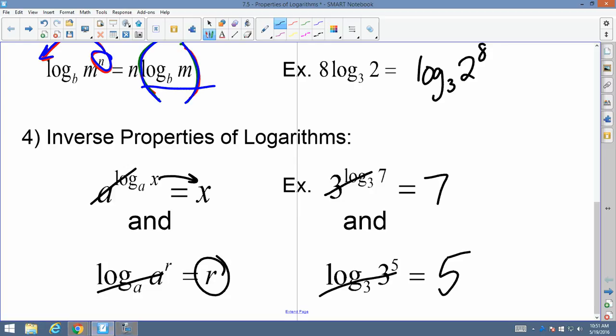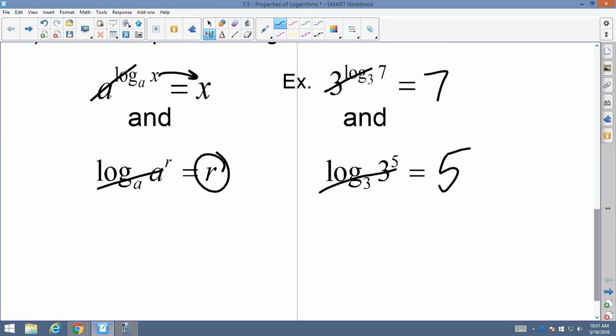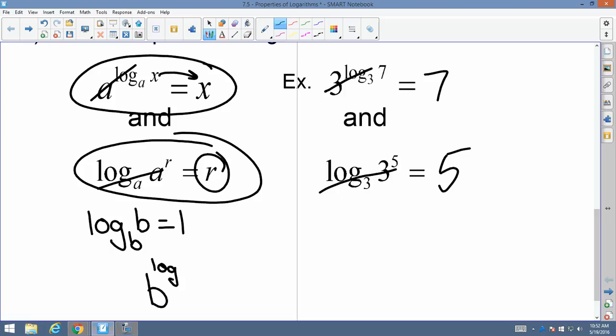Remember, these come from the simpler properties, which we talked about as well. This is what allows this to work. Remember that we said that log base B of B equals 1. That's why these guys are allowed to work. Remember that I said base B raised to the log base B equals 1 as well. This is what allows the logs to work, okay?